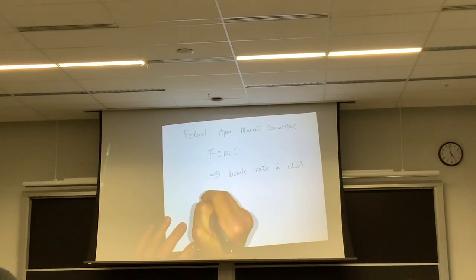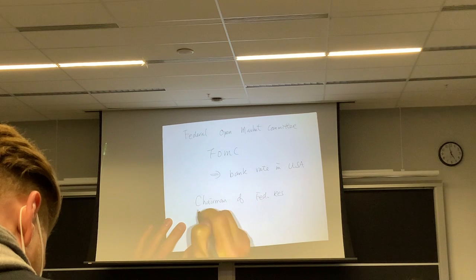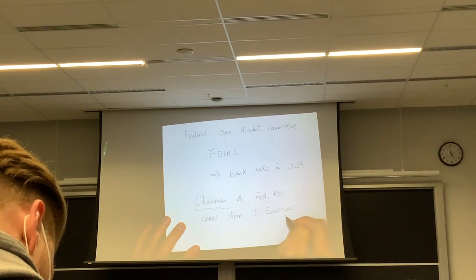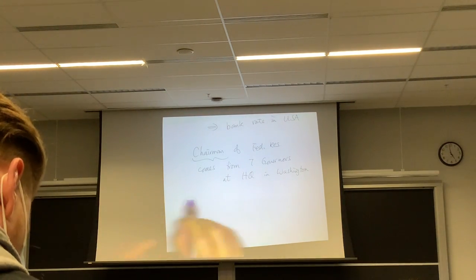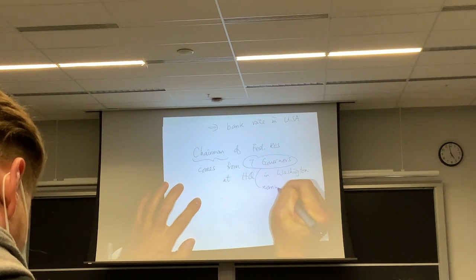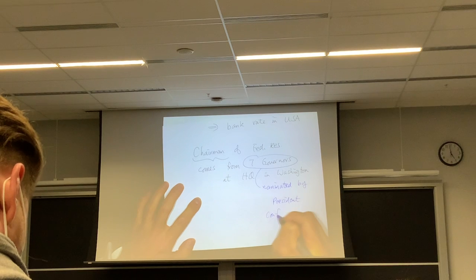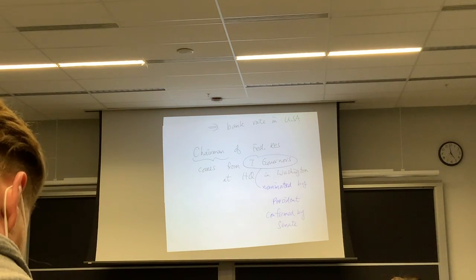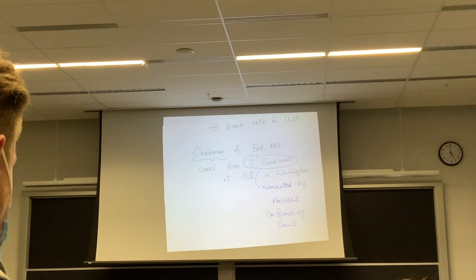So, the chairman of the Federal Reserve actually comes from the 7 governors at the headquarters in Washington. And these 7 governors are nominated by the president and confirmed by the Senate. So it has the elected official input because the president is elected, and the Senate members are also elected.